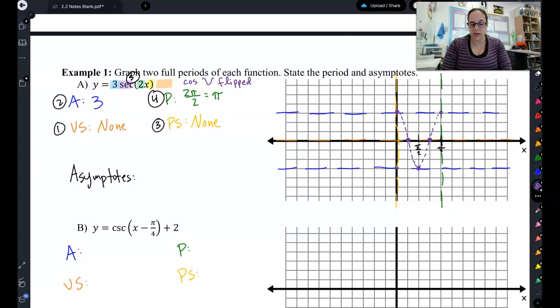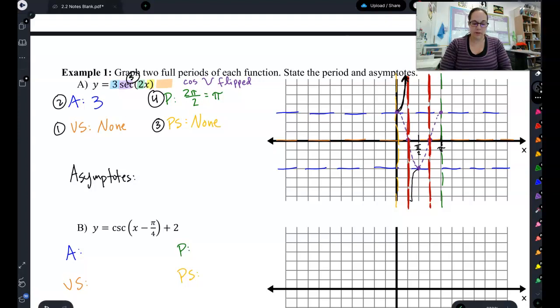So there's my cosine wave. Now what I'm going to do is flip it. So any point that crosses your orange vertical shift line, that becomes an asymptote. So this is going to be one of my asymptotes. That's a point that crosses my orange vertical shift line. And this is an asymptote that crosses my orange vertical shift line. And now I'm going to flip the pieces in between. So I've got this part here. I'm going to flip it to look like this.